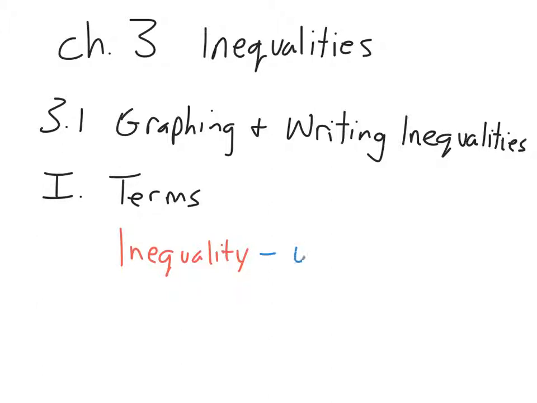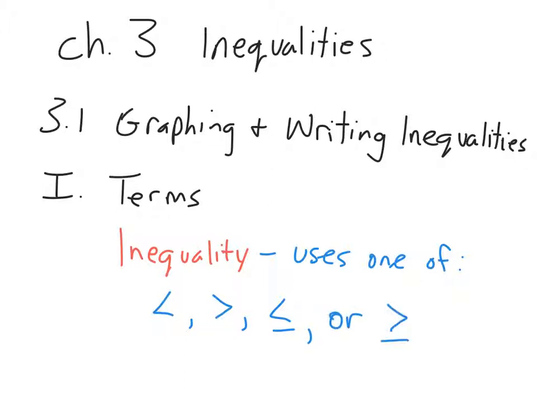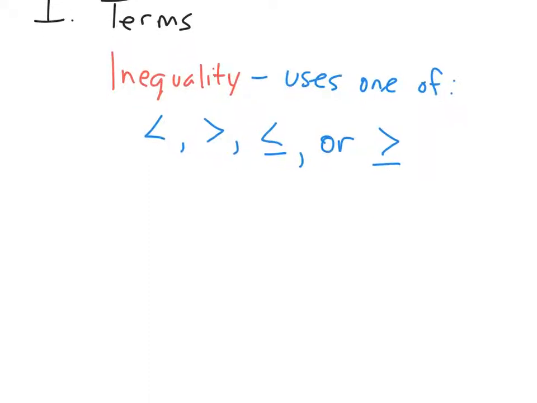So it uses one of these. It'll either be the less than, or a greater than, or a less than or equal to, or a greater than or equal to. But you need to have one of those four signs in order for something to officially be an inequality. So for example, you could say, if you wanted to, x is less than or equal to 5. That would be an example of an inequality.